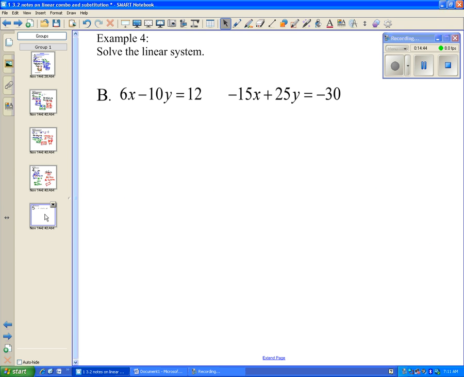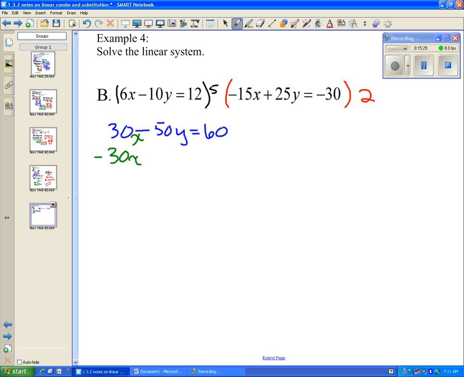Well, what's the other possibility? Let's solve this one. Again, solve the linear system. Let's solve this using linear combination because there's no easy way to get one variable by itself. Let's cancel out my x's. I'm going to multiply the left side by 5 to get 30x, and I'm going to multiply my right side by 2 to get negative 30x. So 5 times 6 is 30, 5 times negative 10y is negative 50y, 5 times 12 is 60. My second equation, 2 times negative 15 is negative 30.